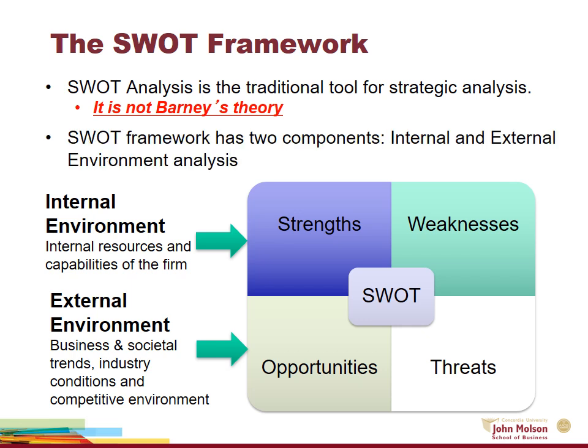So the SWOT framework has two components. It looks at the internal environment of the organization and also at the external environment of the organization. So the internal environment, where we can look at the strengths and the weaknesses of the organization. So we look at the resources and capabilities that will help the firm be competitive. When we look at the external environment, we're looking at society, at the environment, at the competitors, at the industry, at the government regulation. So all the opportunities and threats that exist for a specific organization.